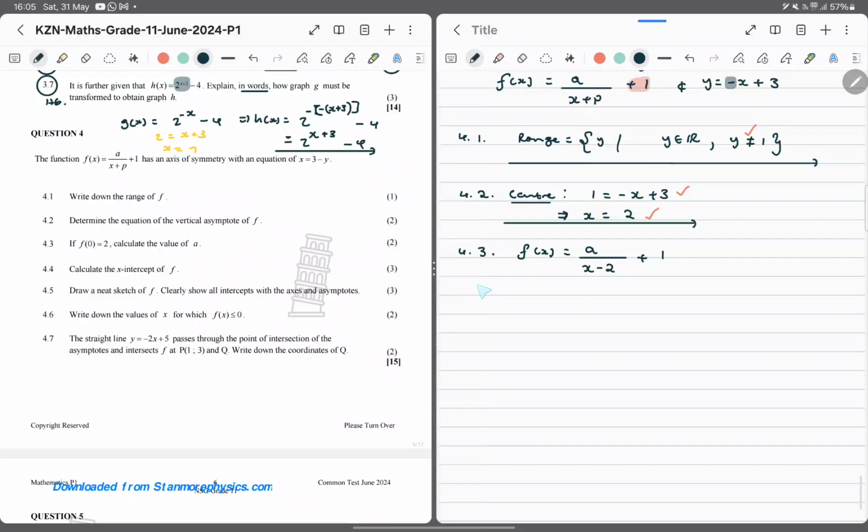Now given this point that x is 0 and y is 2, it is such that 2 is equal to a over 0 minus 2. So this tells us this is the y-intercept, by the way. So this implies, we transpose there, we get 1 over 1 is equal to a over minus 2. Cross multiply. Can say therefore our a is minus 2.